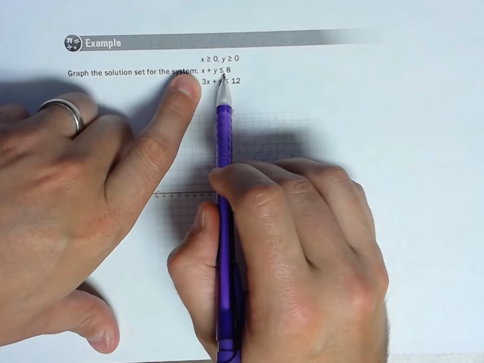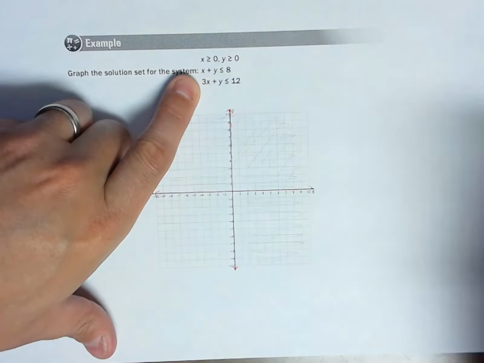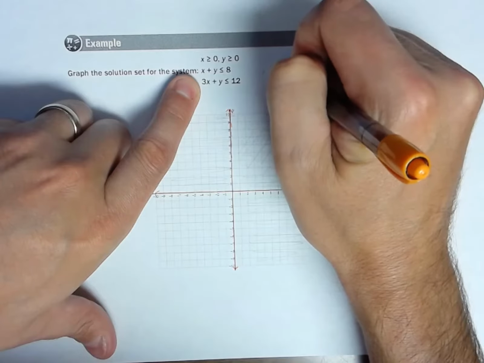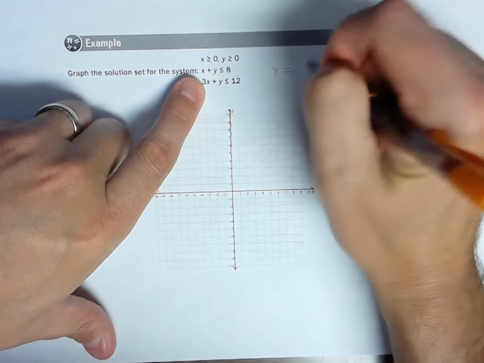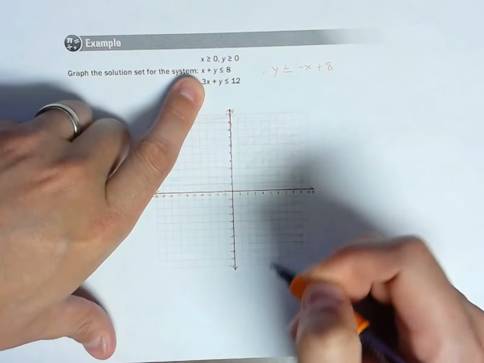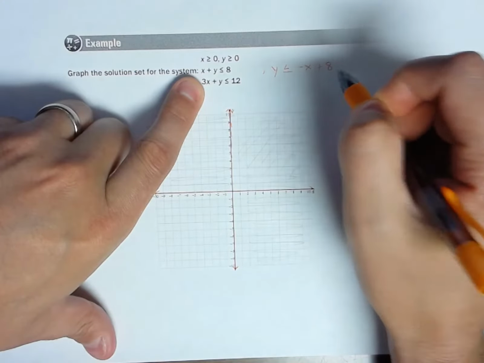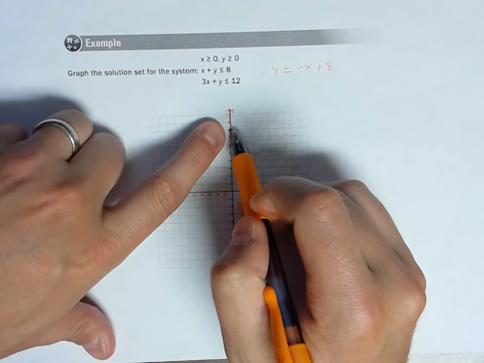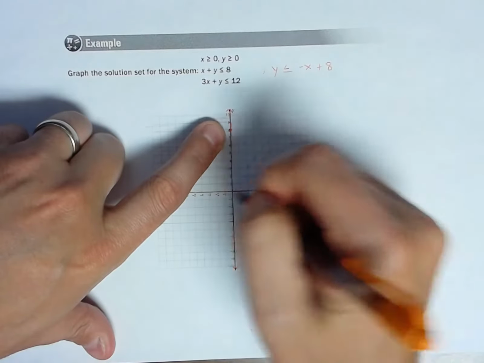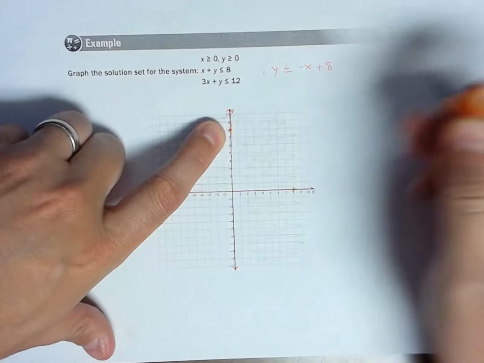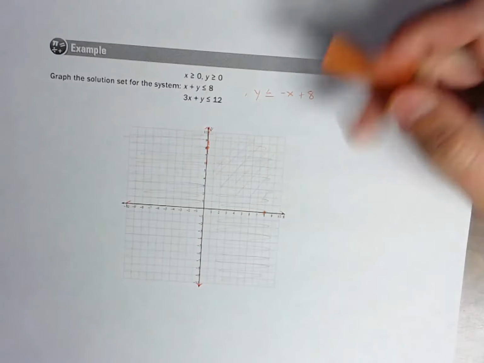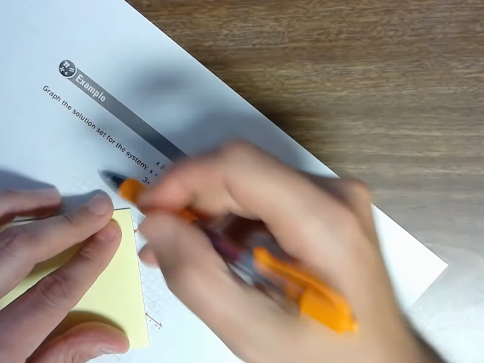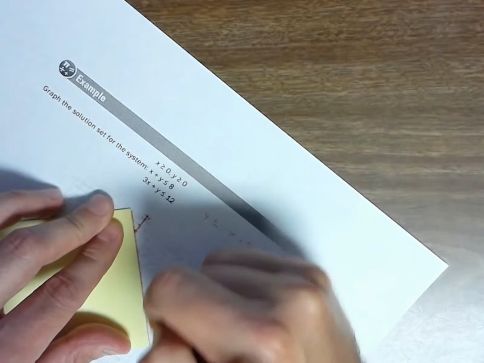So x plus y less than or equal to 8. Again, let's put that in slope-intercept form. So y is less than or equal to, if I subtract x over, minus x plus 8. So 8 is the y-intercept, and it's got a slope of -1. If I go down 8 over 8, it's going to cross there. Less than or equal, so it's also a solid line. Let me sketch that in.